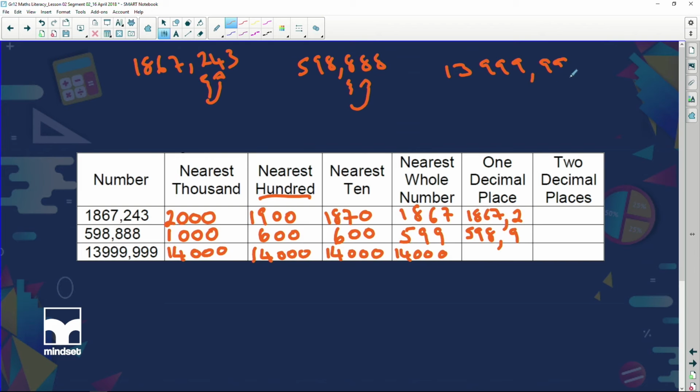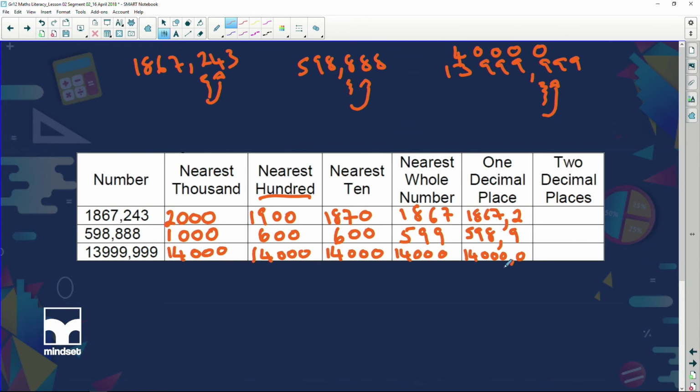Now, let's look at this guy again. 13,999,999. That decimal place is affected by the 9. That 9 says, I'm a big one. You got to change. So that 9 changes. What does it change to? Changes to a 10. A 10 affects the next digit. Changes to a 10. The next digit is affected. 10. The next digit is affected. 10. The next digit is affected. 4. So what do I land up with? I land up with 14,000.0.